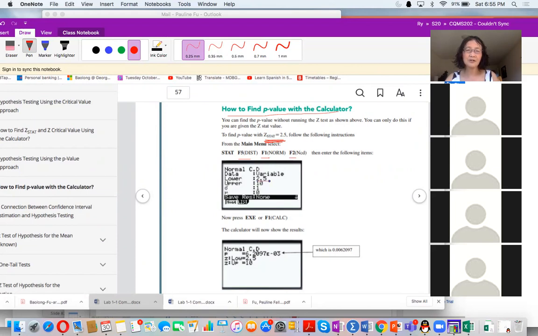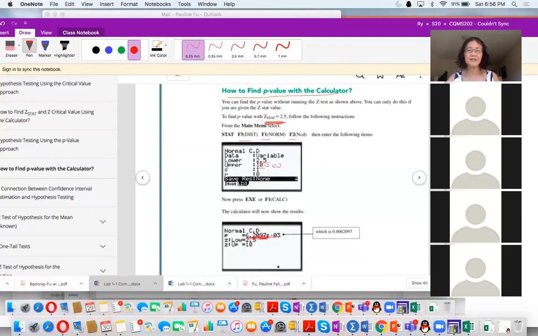And then lower is 2.5, upper is usually 10,000 on the safe side. Sigma is 1, mu is 0. Then you get this value from your calculator. If the hypothesis test is one tail, this is your final p-value. If the hypothesis test is two tails, you have to multiply this value by 2. That is the final p-value. Any questions?